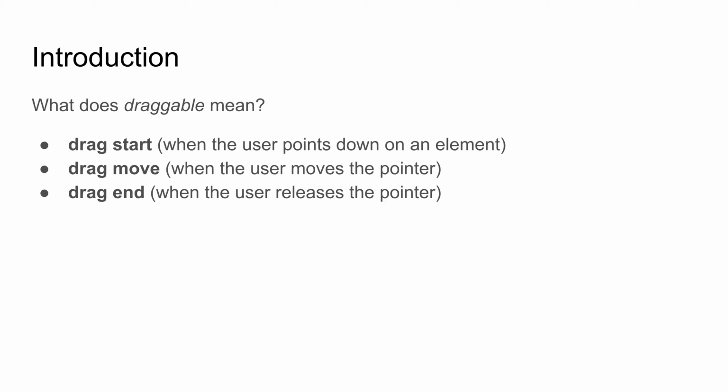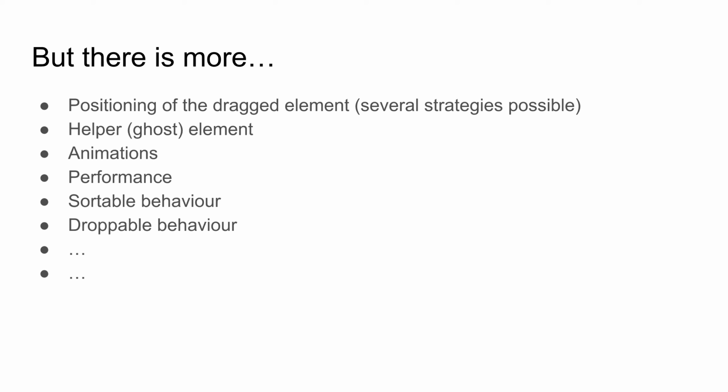Of course, dragging itself is in fact quite easy. It's just about grabbing an element, moving it somewhere else and releasing it. Let's call it drag start, drag move and drag end. But there is so much more. Think of the many strategies you can use for positioning. Think of helper elements, sorting lists, or making drop zones.